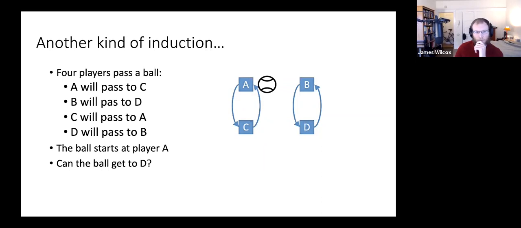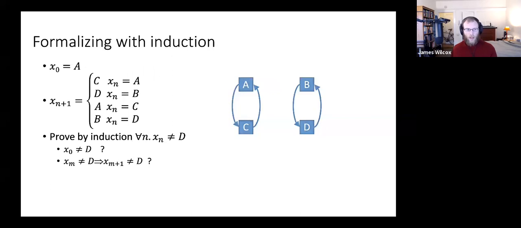I mean, it's sort of intuitive that the ball doesn't get to D because A just passes it to C and C passes it to A. So that's kind of obvious. But what if we wanted to show that formally? What if we wanted to prove that no matter how long we play this game, the ball's never going to get to D? Well, we could try to state this property on some kind of mathematical object and then try to use induction.